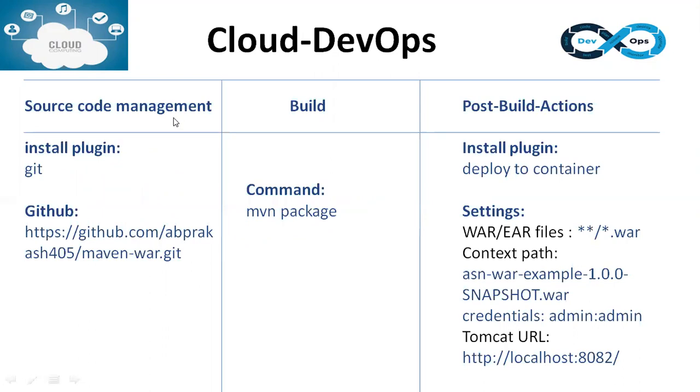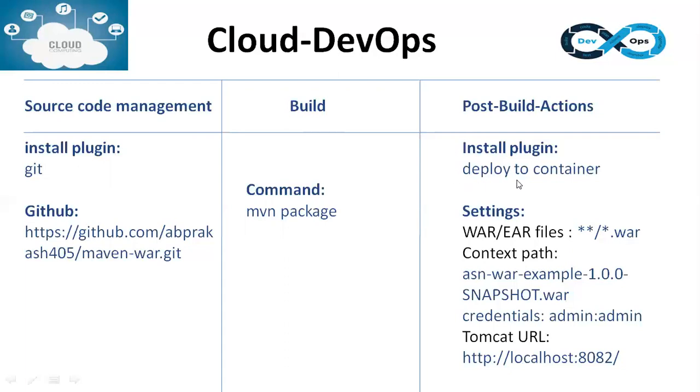Now, as I said, I'm relating code to source code management. To enable source code management, we need Git, so we have to install the Git plugin. After that, we can use our GitHub repository. During the build, we can invoke the Maven package command. We already did this manually. And during the post build action, we can do the deployment.